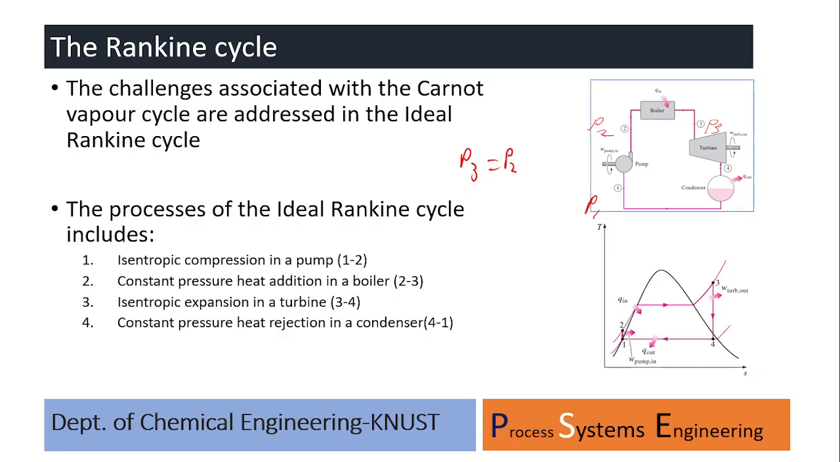Then in the same way, after it passes through the turbine, the pressure drops to P4. But from P4, it enters a condenser. The phase changes and it comes back. So once again, we are assuming that the pressure here is going to be the same as the pressure here, right? So our P4 is also equal to our P1. So that becomes a constant pressure heat rejection for the condenser, right? So 1 to 2 is isentropic compression, 2 to 3 is constant pressure heat addition, 3 to 4 is isentropic expansion, and 4 to 1 is constant pressure heat rejection or heat removal.